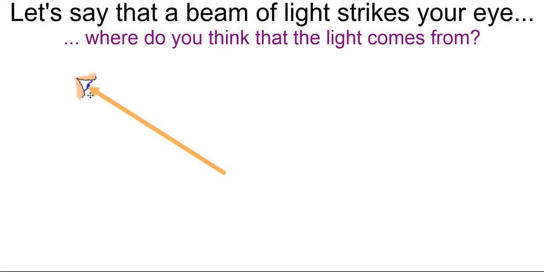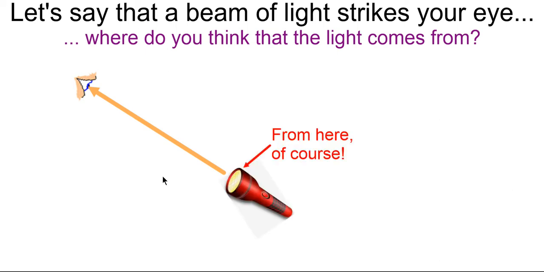Let's say your eye's here and this beam of light comes straight into your eye. Where do you think the source of that light beam is? Where is it situated? Like a flashlight. Well, don't think too hard. You think it's here. You look right down that beam of light and you say, the flashlight must be here.